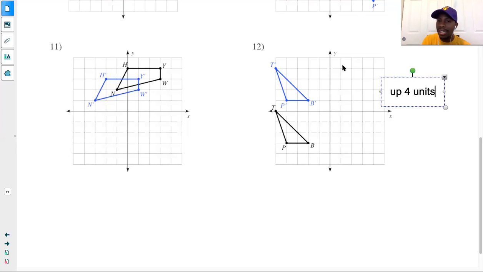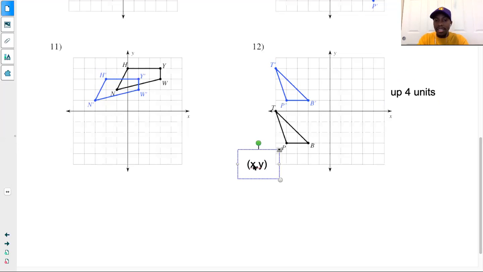Now, the notation's a little bit different because it's different than words. In the notation, you still have to write x, comma, y, and that still goes somewhere. So where does x go? x stays the same. x doesn't move at all. x is still x. But y does go up 4 as we described, which is y + 4.